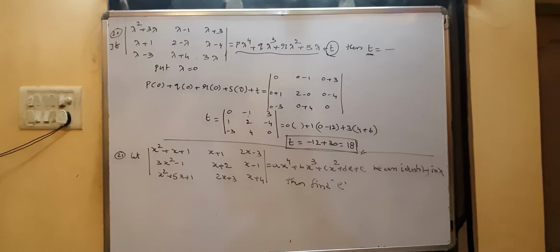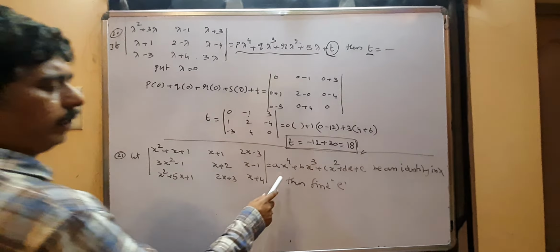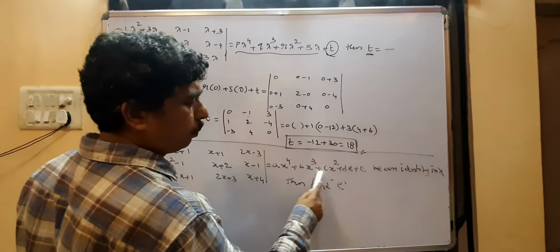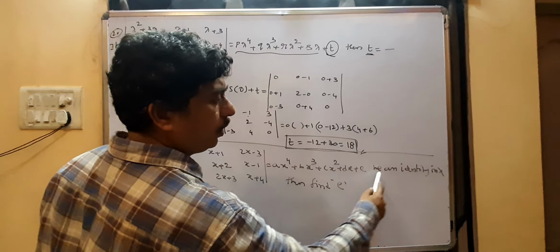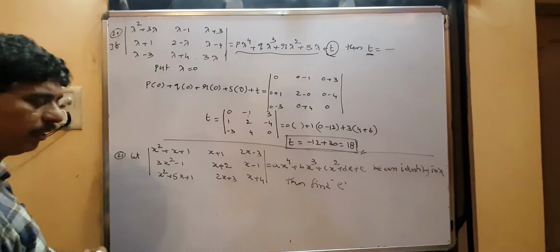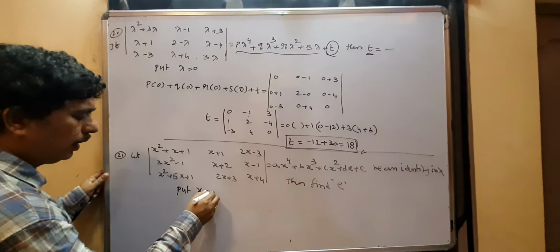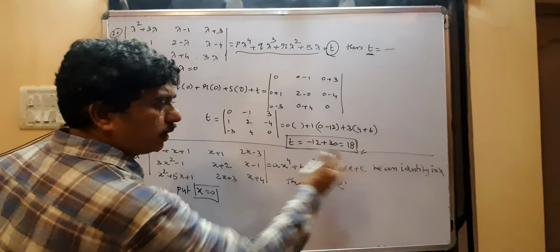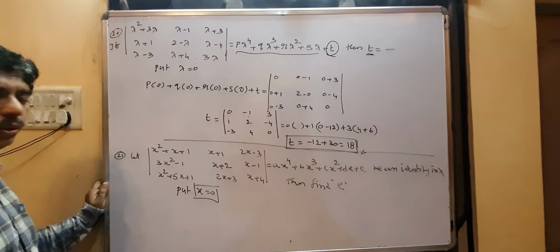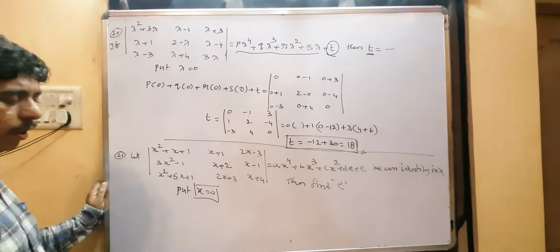Coming to the next question, also the same model. A determinant value in terms of x is given, equal to ax⁴ plus bx³ plus cx² plus dx plus e, an identity in x. Then find the value of e. Directly we can put x equal to 0. Since on the right side e is the constant, we substitute x equal to 0 in both sides. The e value, some determinant, we will get in terms of constants.